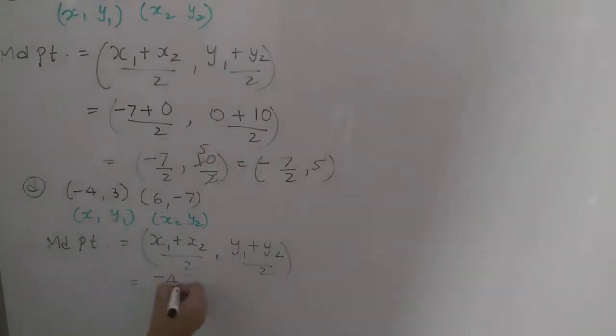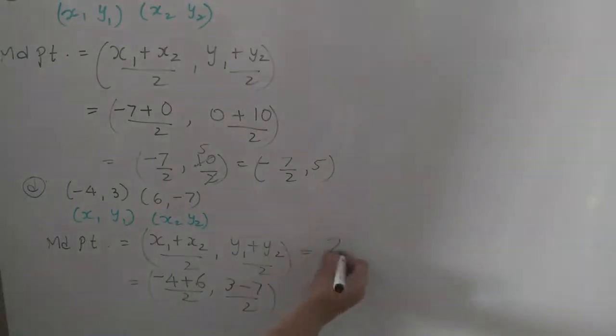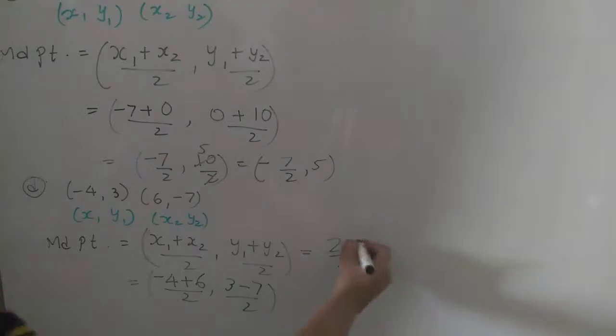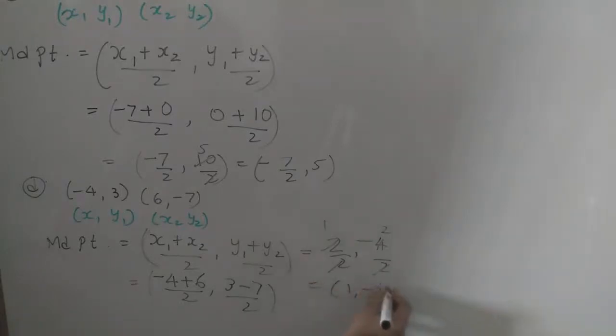x1 is minus 4 plus x2 is 6, by 2. y1 is 3, y2 is minus 7, so plus minus is minus, by 2. So it is equal to 6 minus 4, 2 by 2, and minus 7 plus 3, minus 4 by 2. So here I get the values 1, minus 2. This is what I found as the answer of D. Similarly you can find A and B also. The same way you will get the midpoints.